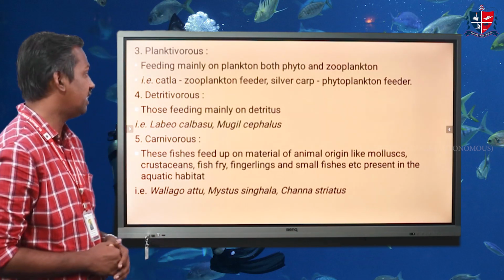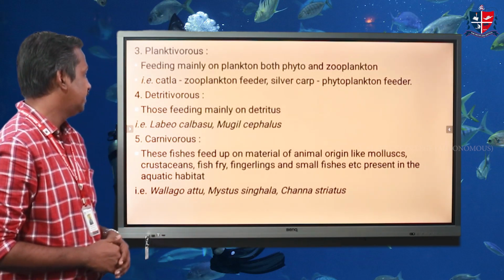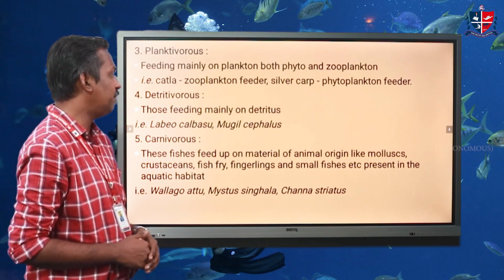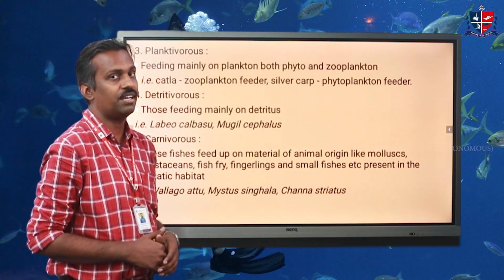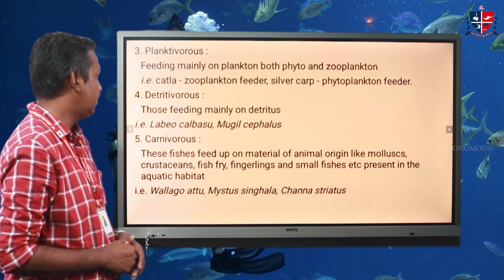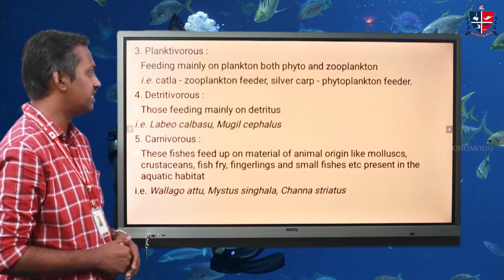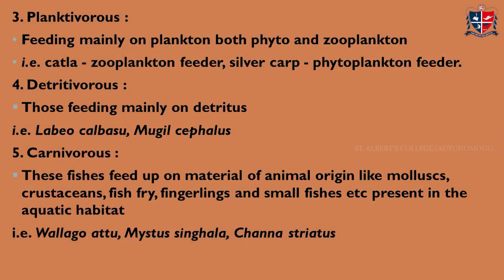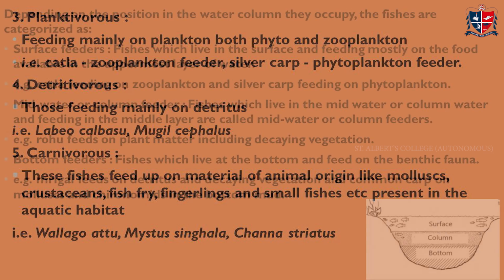The fifth one is carnivorous feeder. These fishes feed upon material of animal origin like mollusks, crustaceans, fish fry, fingerlings, and small fishes, and are called carnivorous feeders. The examples are Wallago attu, Mystus singhala, and Channa striatus.